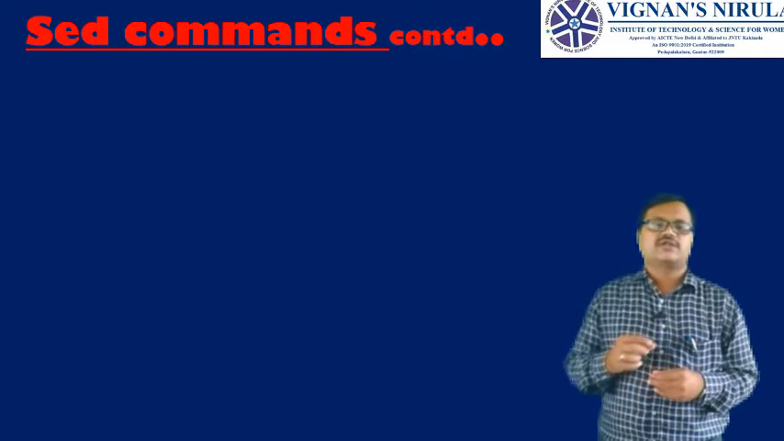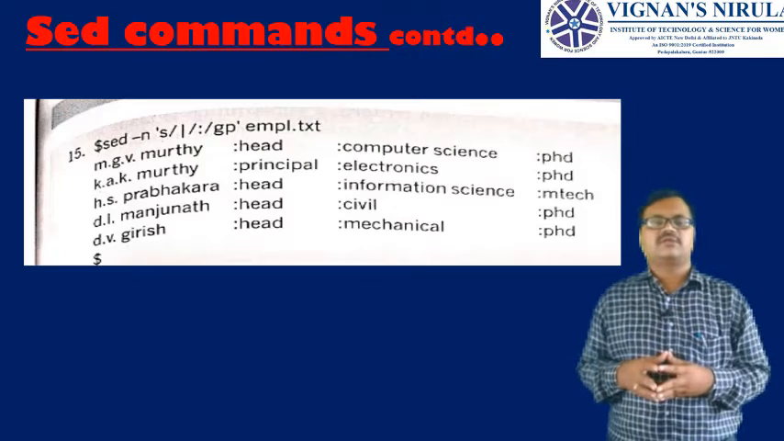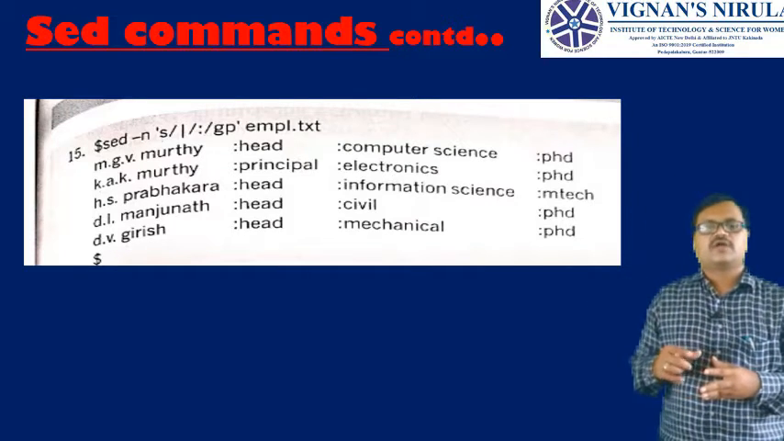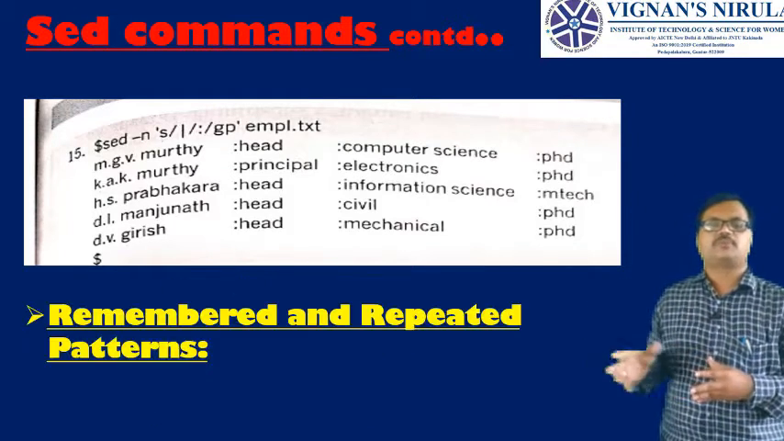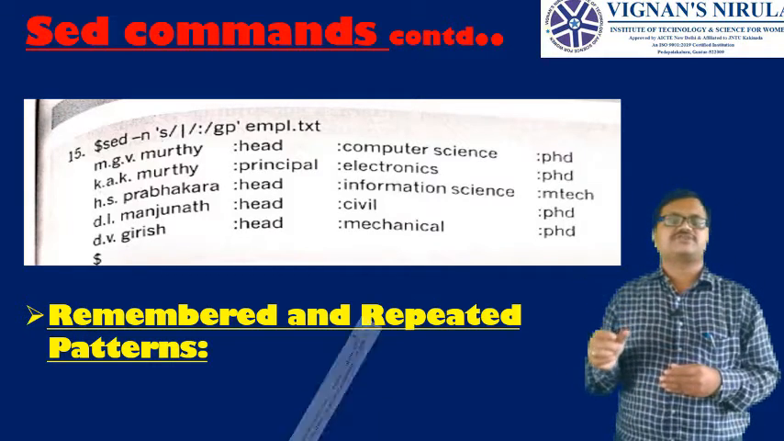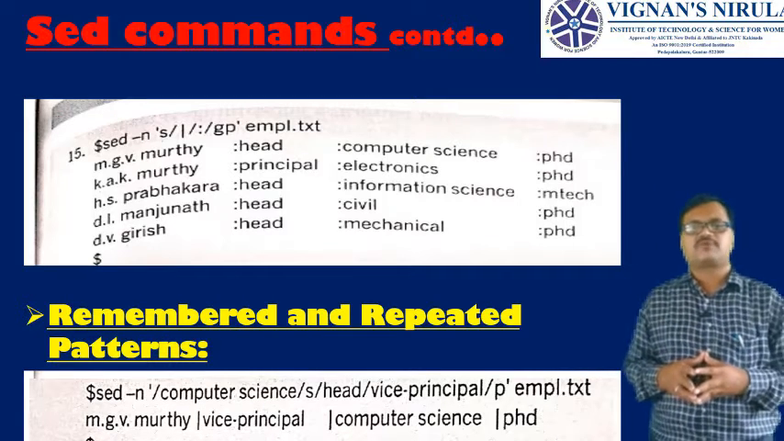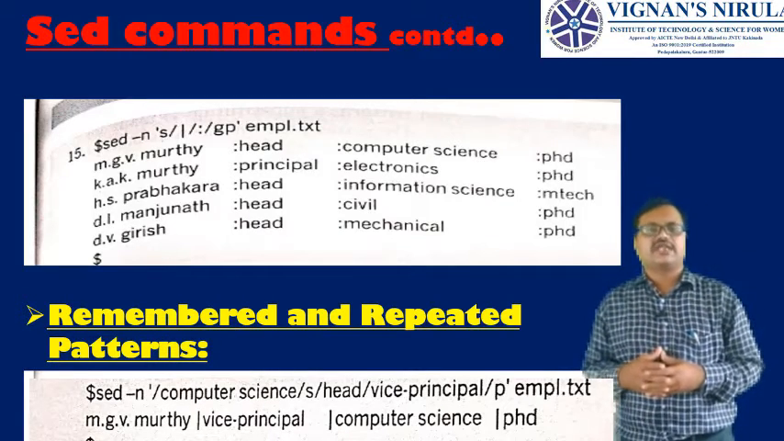So in that way, the name is MGV Murthy, head, computer science, PhD. So the details get printed. That means the computer science pattern is present in that line, hence that line gets printed from the file called empl.txt.